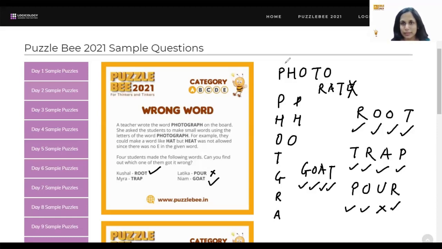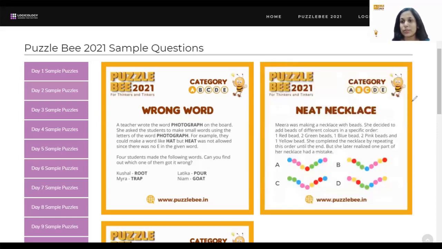Okay, so I will clear these drawings and move to the next puzzle, which was Neat Necklace. Now, what was required in Neat Necklace? Let's find out. Meera was making a necklace with beads. She decided to add beads of different colors in a specific order.